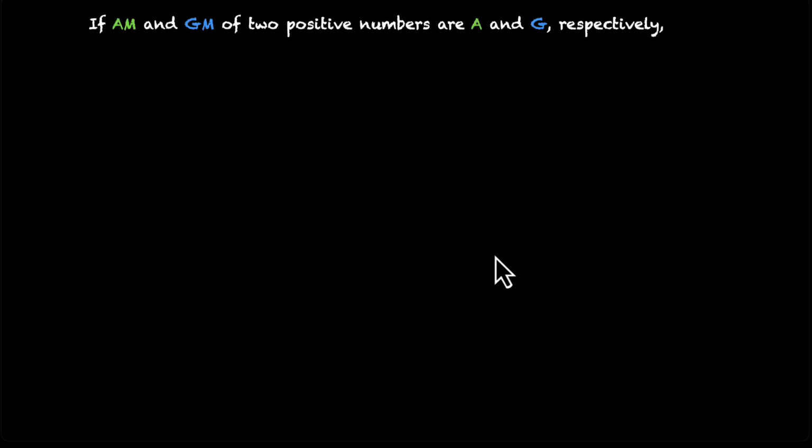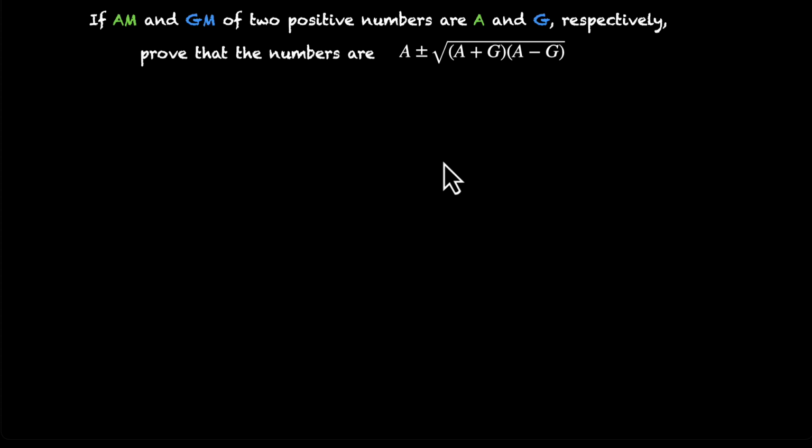The problem is, if AM and GM of two positive numbers are A and G respectively, these are deliberately left variables, we need to prove that the numbers are A plus minus square root of (A plus G) times (A minus G). Plus will give us one number, minus will give us the other one. So pause the video, try this on your own.